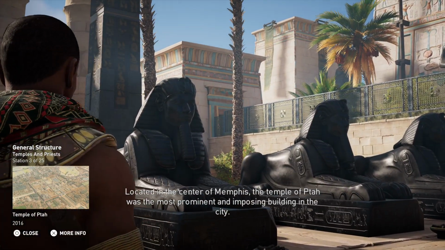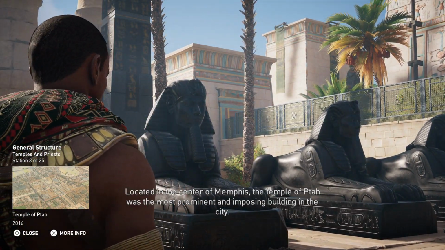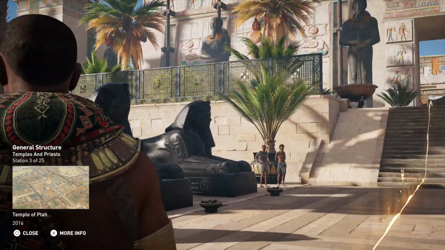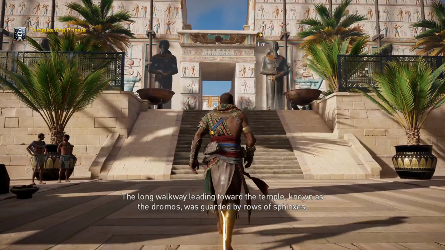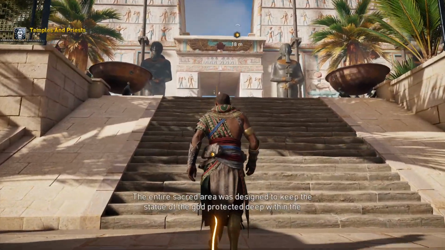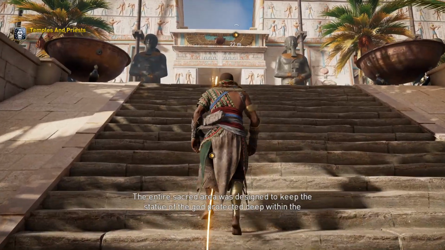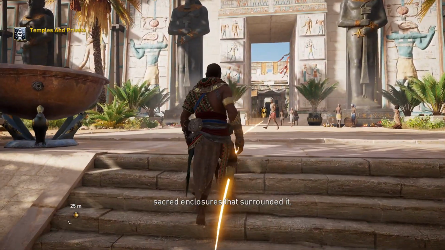Located in the center of Memphis, the Temple of Ptah was the most prominent and imposing building in the city. The long walkway leading toward the temple, known as the Dromos, was guarded by rows of sphinxes. The entire sacred area was designed to keep the statue of the god protected, deep within the sacred enclosures that surrounded it.